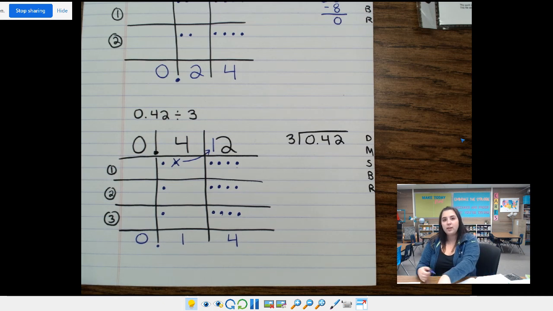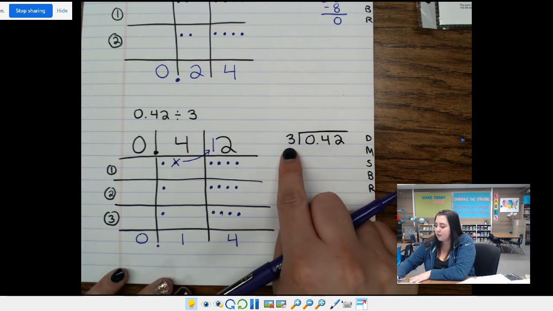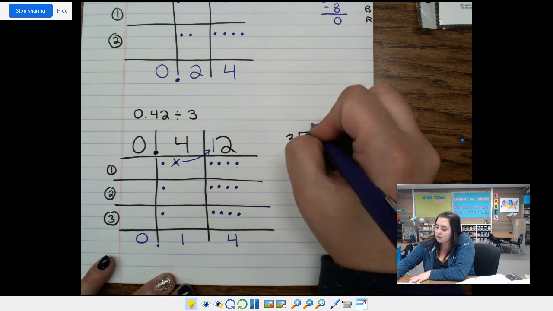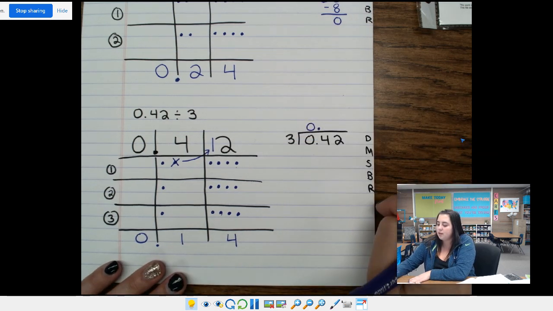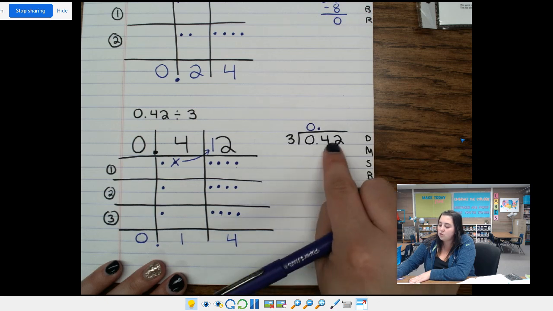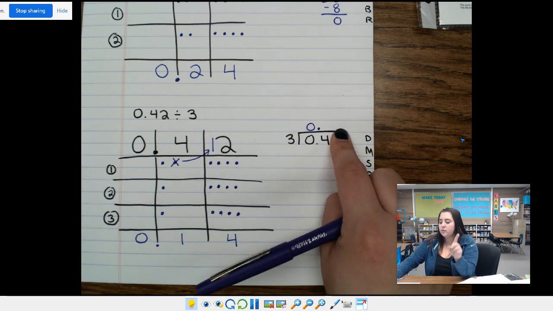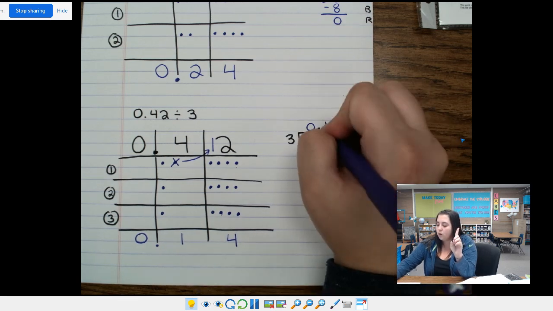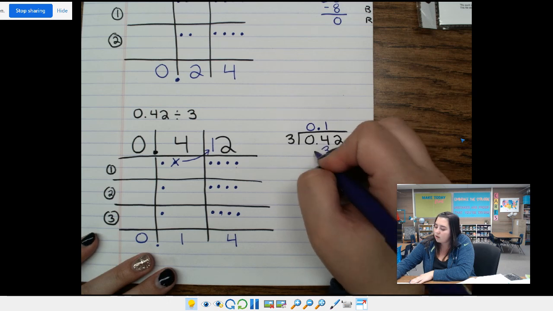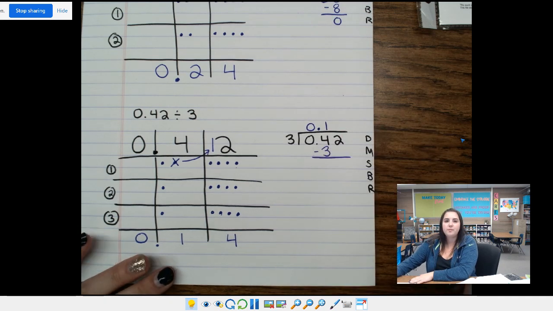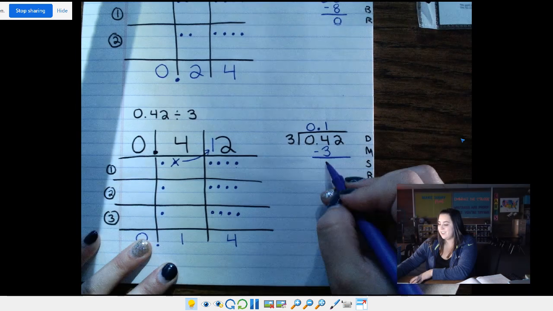Okay, are you finished solving? Let's check our work. 3 goes into 0 0 times. Don't forget that decimal. I'm going to keep going. 3 goes into 4. 3, 6. Oh, 6 is too much, so it'll just be 3 goes in 1 time. And 1 times 3 was 3. When you subtract, 4 minus 3 is 1.